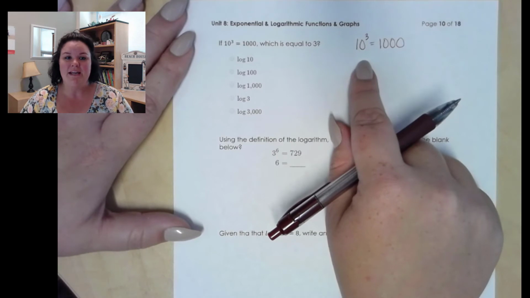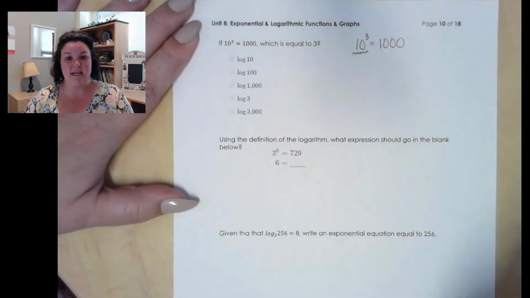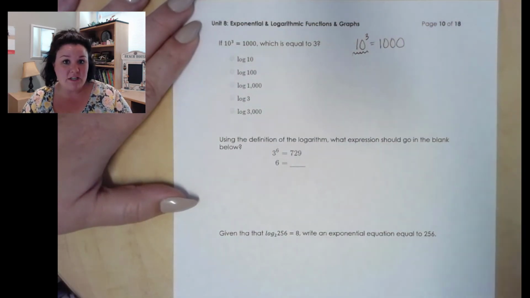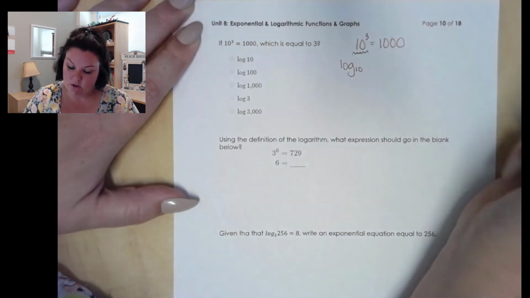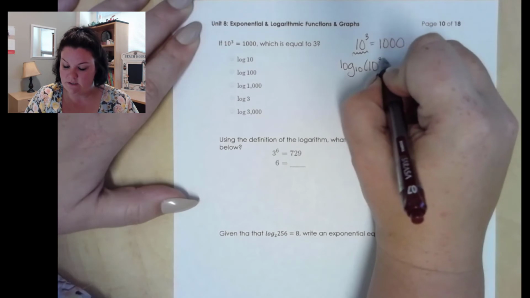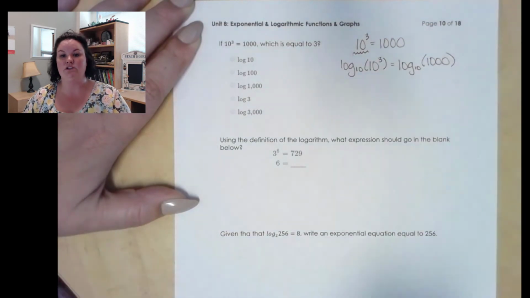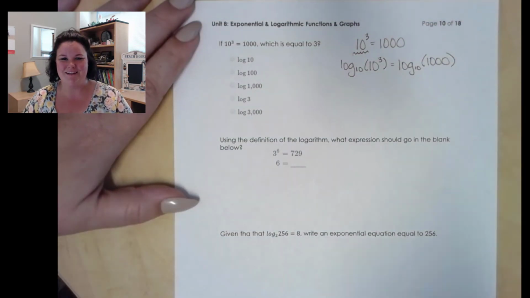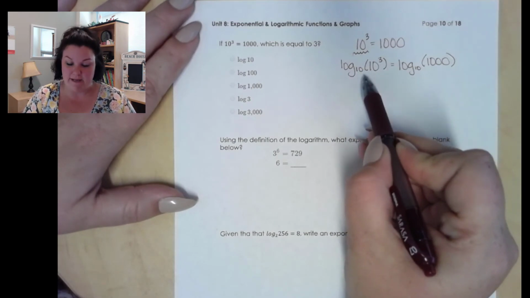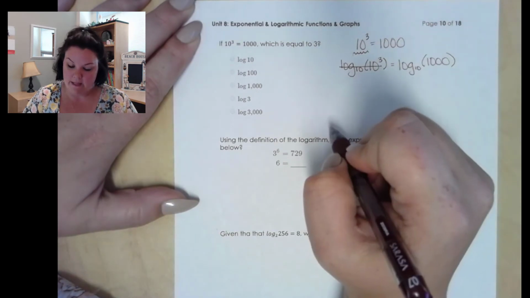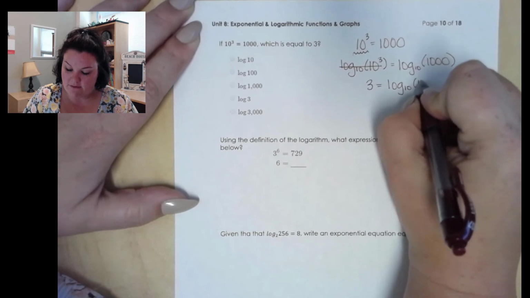So the first thing I do is identify my base. So I look, the thing with the exponent is the 10. So if I want to get rid of exponential base 10, I'm going to use log base 10. So log base 10 of 10 cubed is equal to log base 10 of 1,000. Okay, if I do it on one side, I have to do it on the other side. So now that I have an exponential base 10 inside of my log base 10, those will cancel. And I'm left with 3 is equal to log base 10 of 1,000.